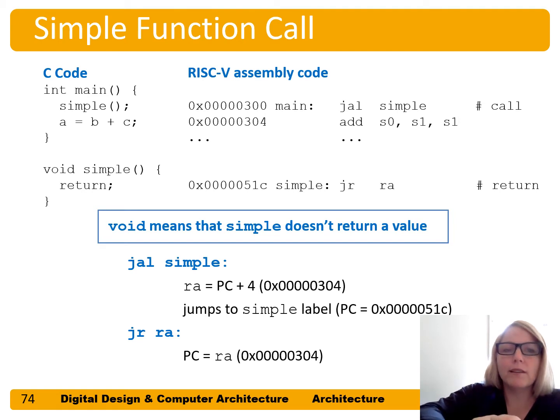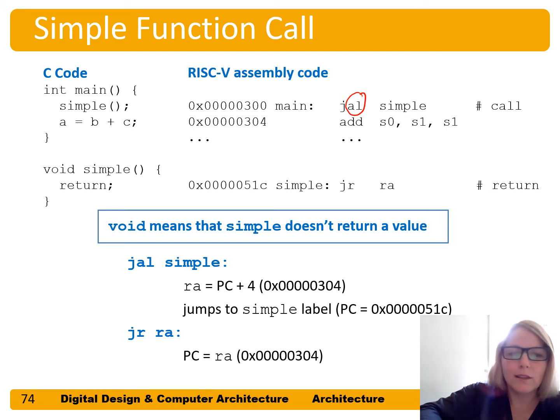But the way we do this in RISC-V assembly is we do a jump and link instruction. This does the call to simple. So it almost looks like a jump. We've seen jump instructions before. Almost looks like that, where we just jump to the simple label, which has another instruction there. But it has this extra thing, and link. So jump and link does the usual jump, jumps to the simple label, as we expected. But it also stores PC+4 into register RA.